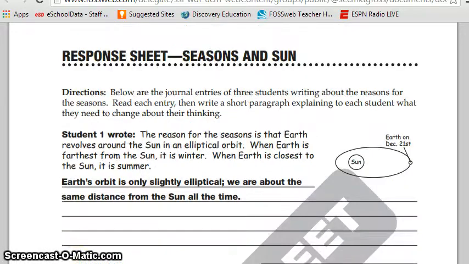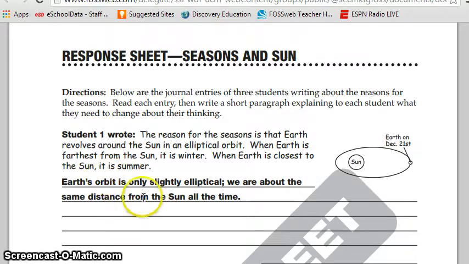If we flip over to the back side of that page, there's a couple questions on here going over some common misconceptions with the seasons. We have some incorrect student responses, and we went over these in class. The student had an incorrect response that read something like, the reason for the seasons is that Earth revolves around the sun in an elliptical orbit, and when it's farthest from the sun, it's winter, and when it's closest to the sun, it's summer.